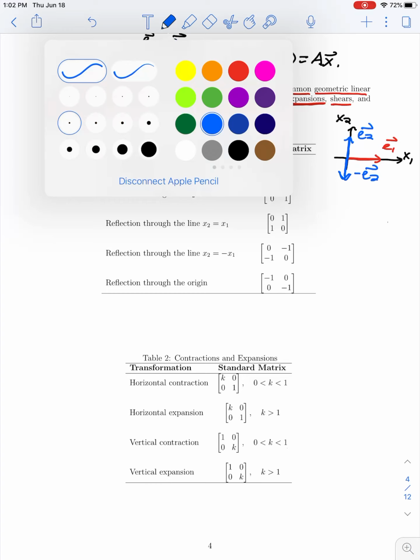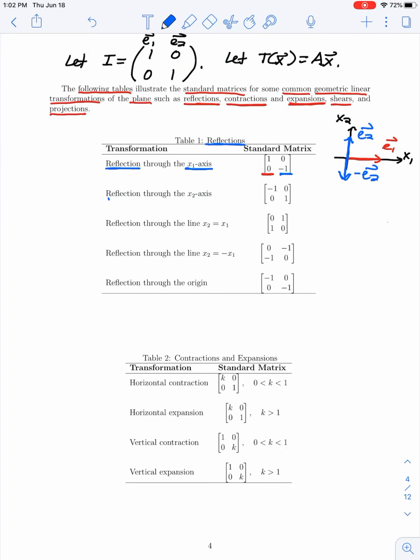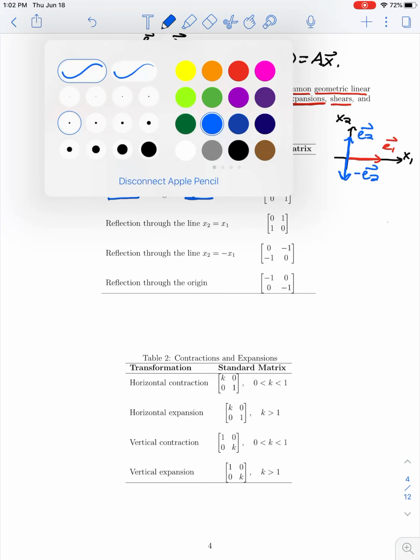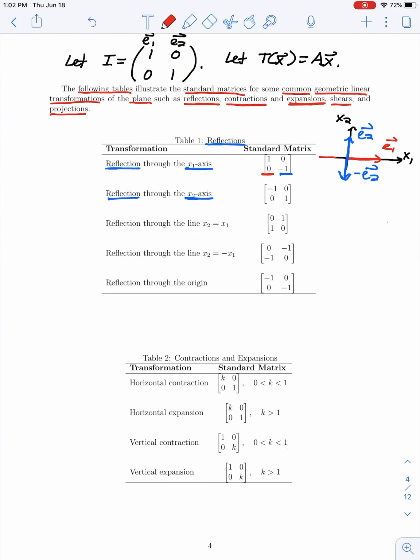So let's look at another one. Let's say that we're considering reflection through the x2 axis. The image of E1, if we reflect through the x2 axis, or the vertical axis, would be the negative of E1, that is negative 1, 0. And the image of E2, if we reflect about the x2 axis, would be itself. That is still 0, 1. All right. So here we have matrices for reflections about the x1 or the x2 axis.